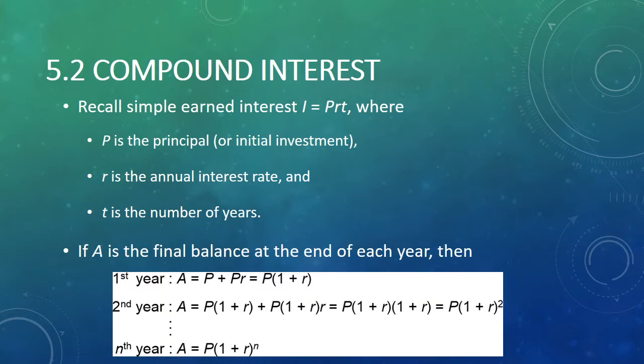Then, the first year, you would have P plus PR, just P times (1 plus R). At the end of the second year, you would have P times (1 plus R), which is what you had at the end of the first, plus now your additional interest, P times (1 plus R) times R. And then when you sort all that out, that's P times (1 plus R) squared. Now you could continue this pattern. You end up with an equation that looks like A equals P times (1 plus R) to the n.